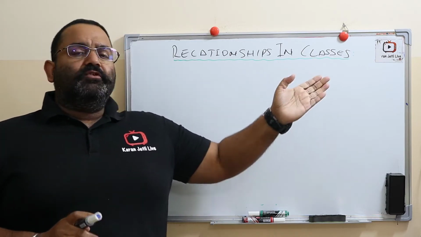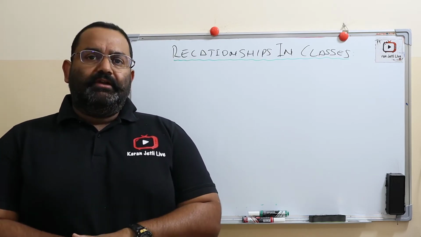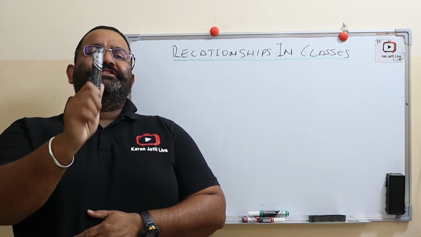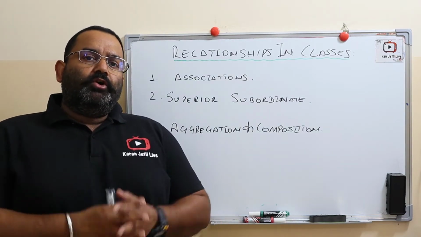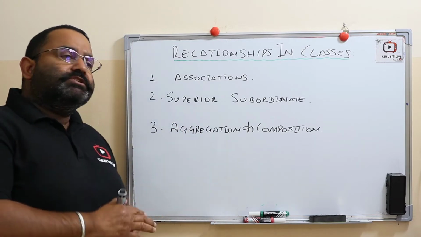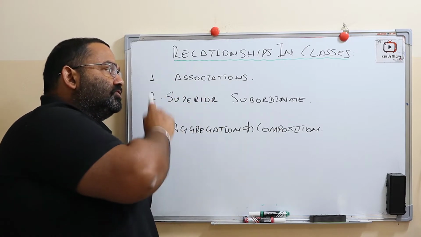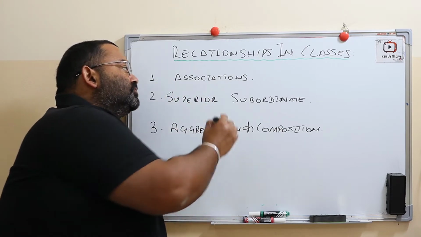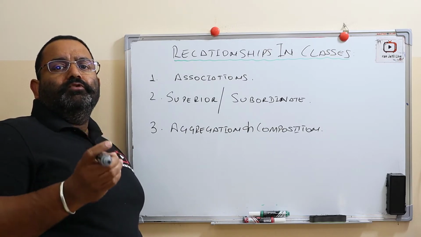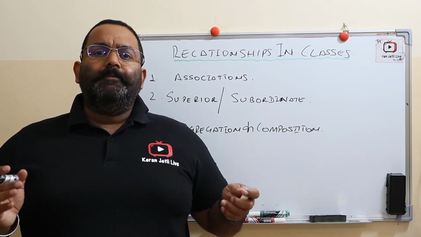Hi guys, welcome to my channel, and today in this video we are going to discuss what are the different types of relationships that can be there between the classes in object oriented analysis and design. So guys, for the full video all of you stay tuned. When we talk about relationships between the classes, those relationships can be classified into three categories. One is association, another one is superior subordinate relation, and third one is aggregation and composition. Now we are going to discuss each of them one by one.